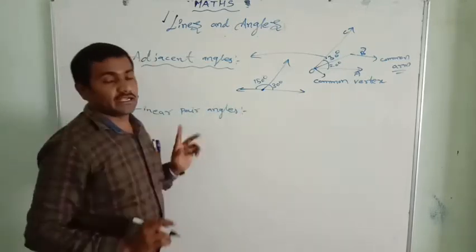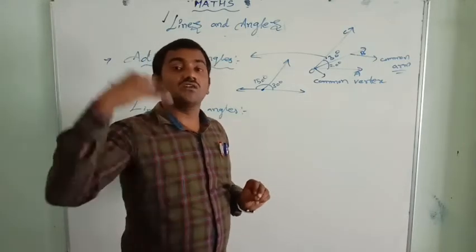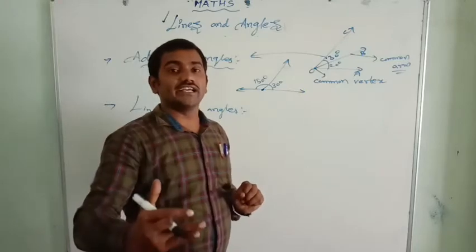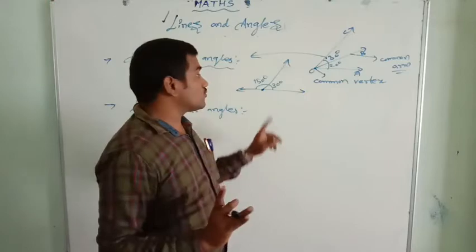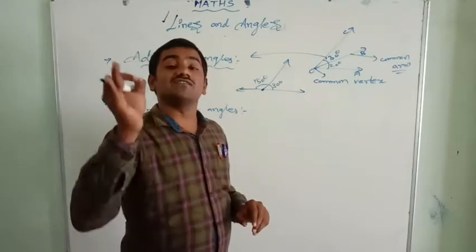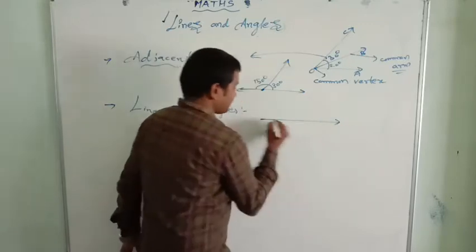Linear pair angles. If the sum of two adjacent angles gives us a straight line, or 180 degrees, or supplementary, they are known as linear pair angles. If the sum of two adjacent angles gives us 180 degrees, they are known as linear pair angles. Suppose we can write here, see.